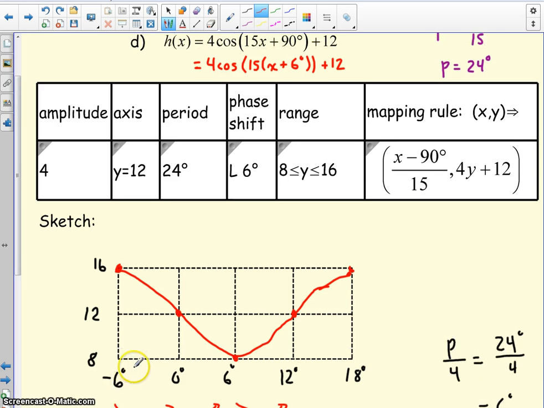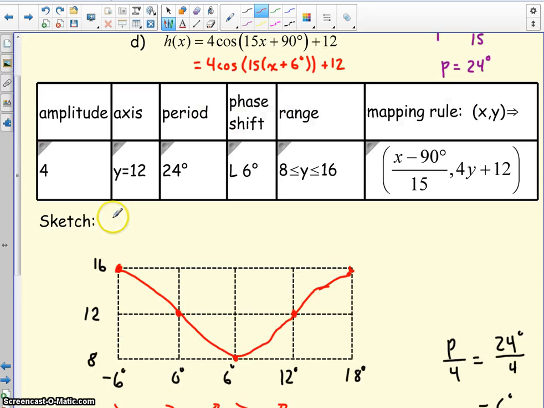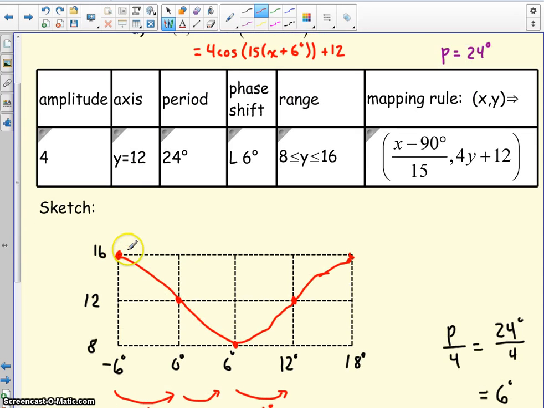Okay, and then all you need to figure out now is my shape. So it's a cosine graph that has not been reflected. So cosine graph starts at its maximum. Again, it's not reflected, so it stays there. So maximum to axis to minimum to axis to maximum. I get my cosine curve.